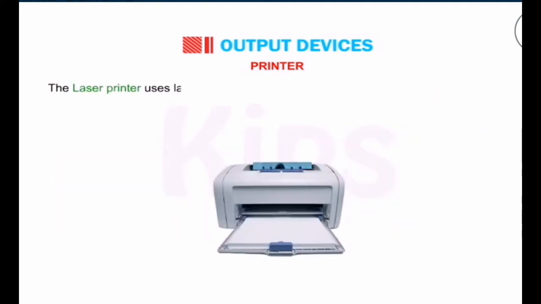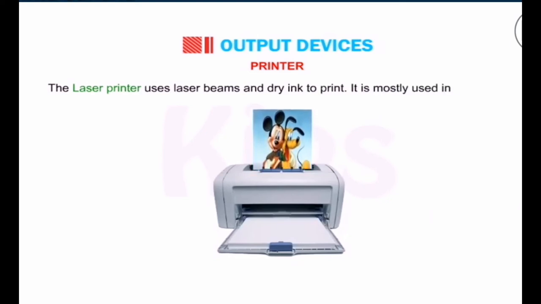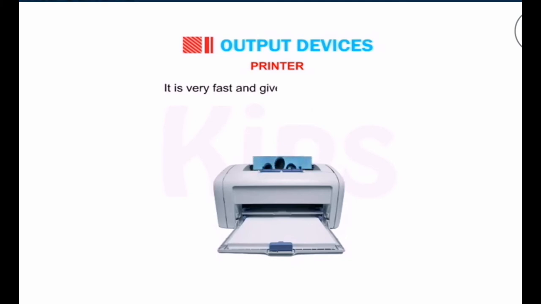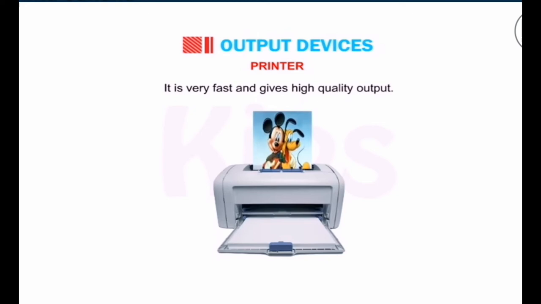Third is the laser printer. It uses a laser beam and dry ink to print, and is mostly used in publishing houses. It is very fast and gives high quality output. It works like a photocopier and nowadays we are using it at home as well.